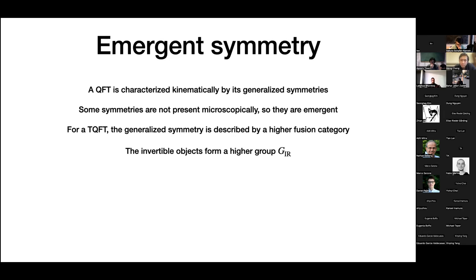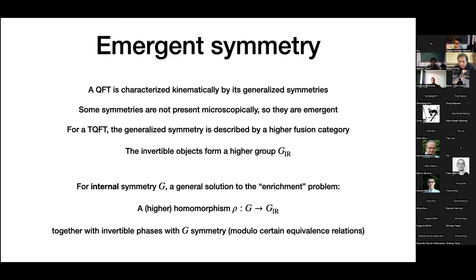Now, for topological field theory, the structure of generalized symmetry is particularly well understood. By now we know it's described by a higher mathematical structure, a higher fusion category. The invertible part of the fusion category forms a higher group, which I'll denote as G_IR, the symmetry group of the IR theory.